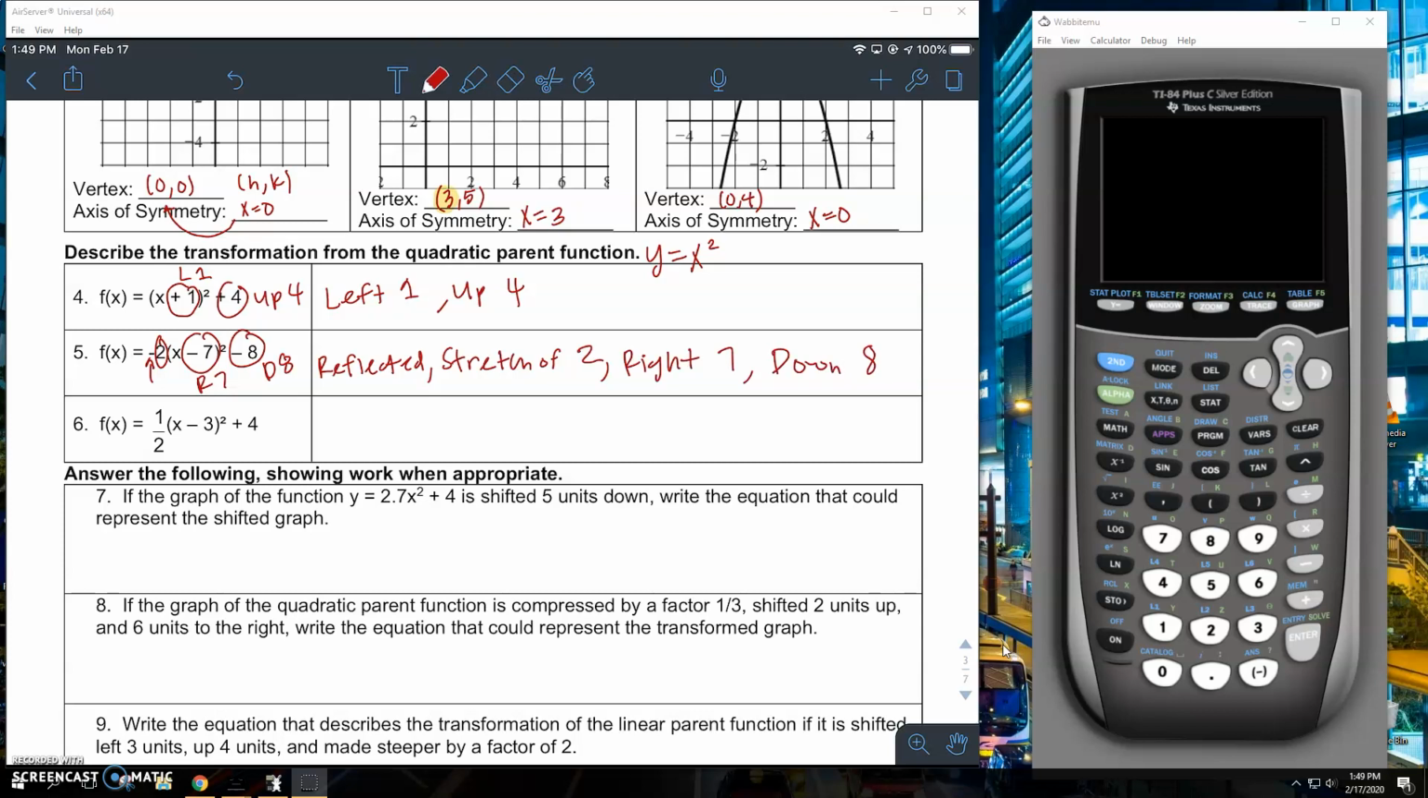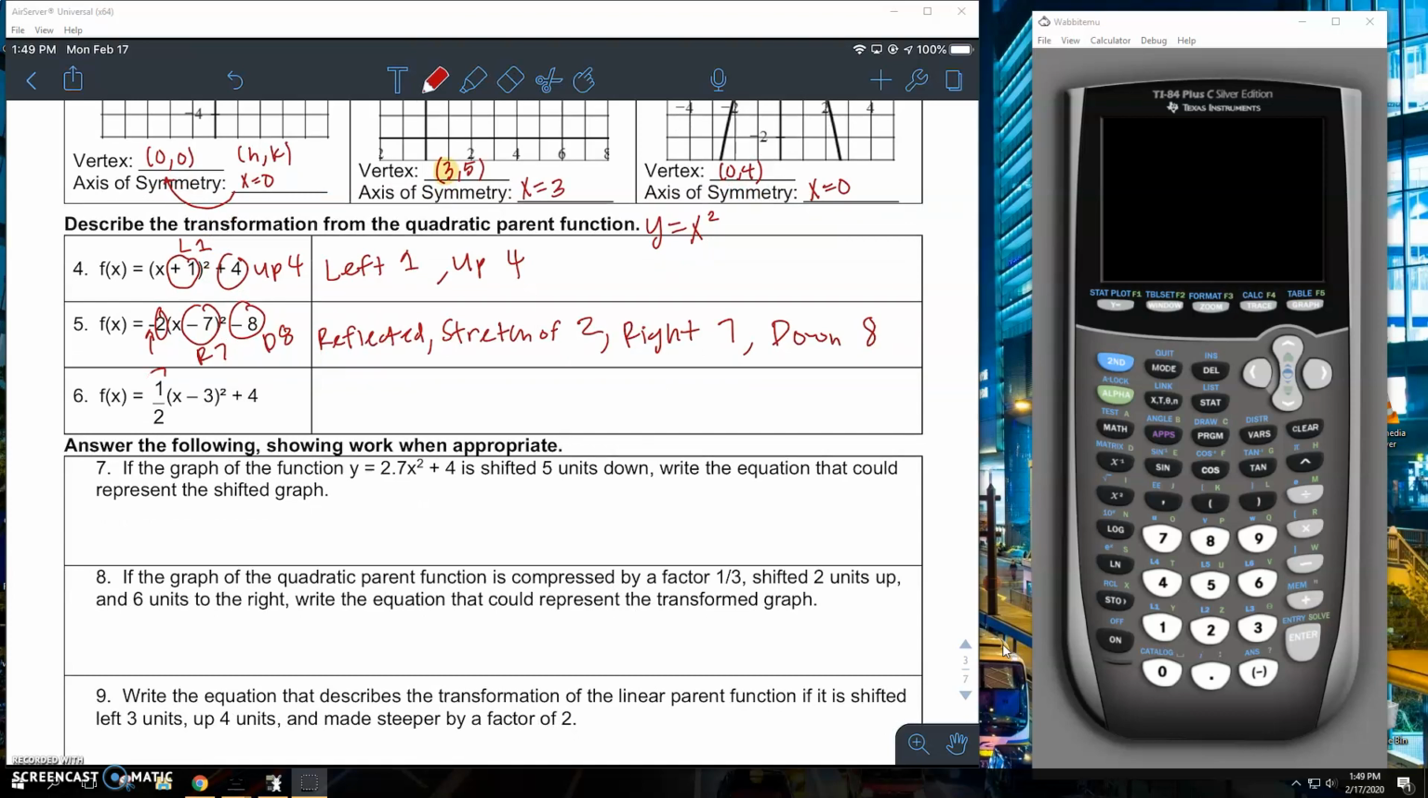And the last one, remember that the number in front of your x or your parentheses is a stretch or a shrink. So I had a shrink of 1/2. Minus 3 tells me I went to the right 3, because you do the opposite whenever you're with the x. And plus 4 tells me I went up 4.